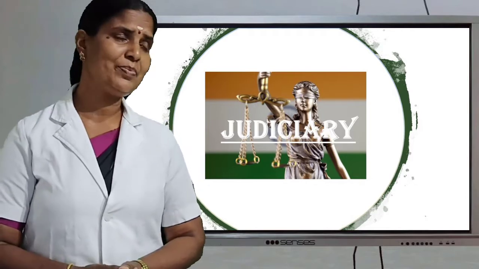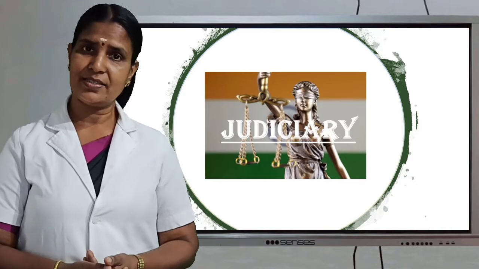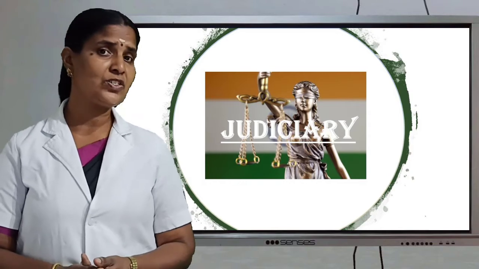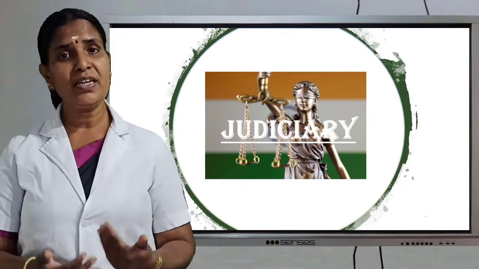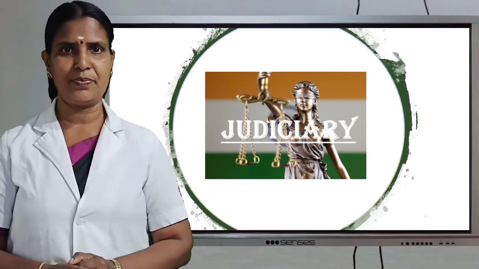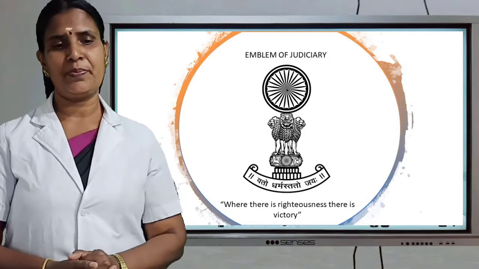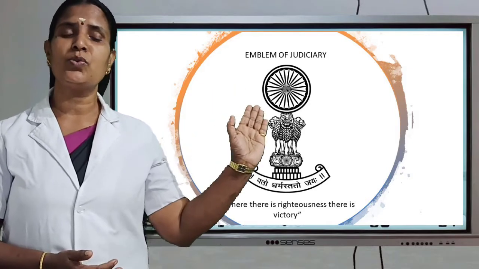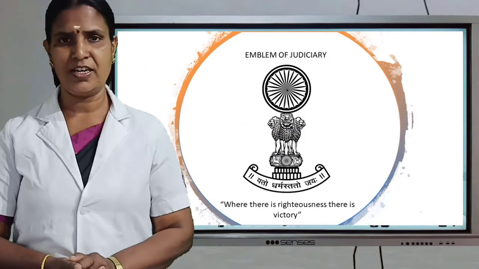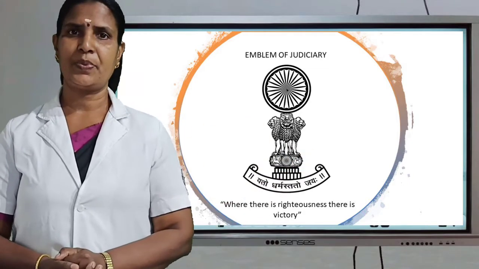What did we discuss in the previous class? In the previous class we started the lesson Judiciary. Then we discussed the functions of the judiciary, why we need an independent judiciary, and what the structure of the courts in India is. And now see here the emblem of the judiciary. Yato dharmastato jayah. Where there is righteousness, there is victory. That is the motto of the Indian judiciary.